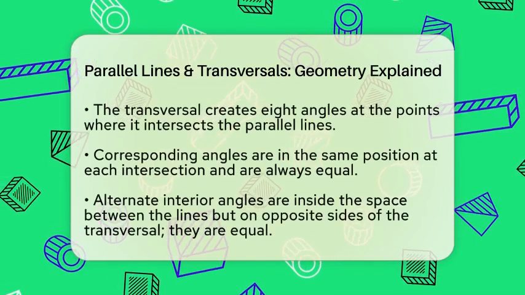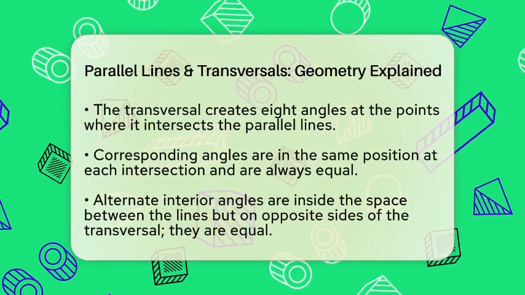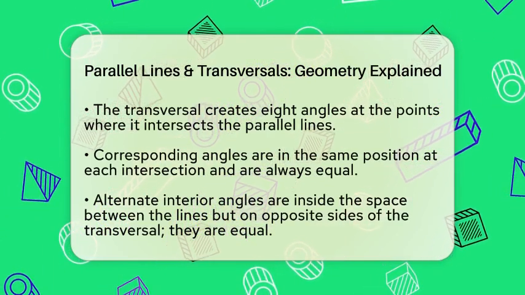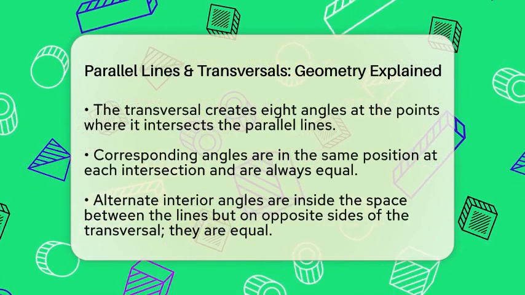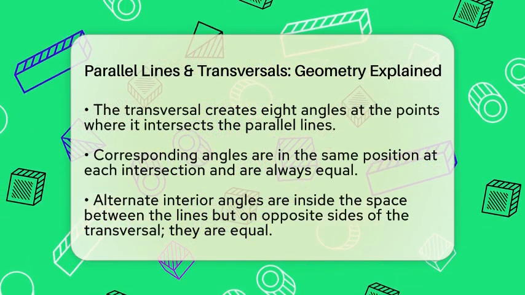First, there are corresponding angles. These are in the same position at each intersection. For example, if one angle is at the top left of the first intersection, the corresponding angle is at the top left of the second intersection. These angles are always equal in size.